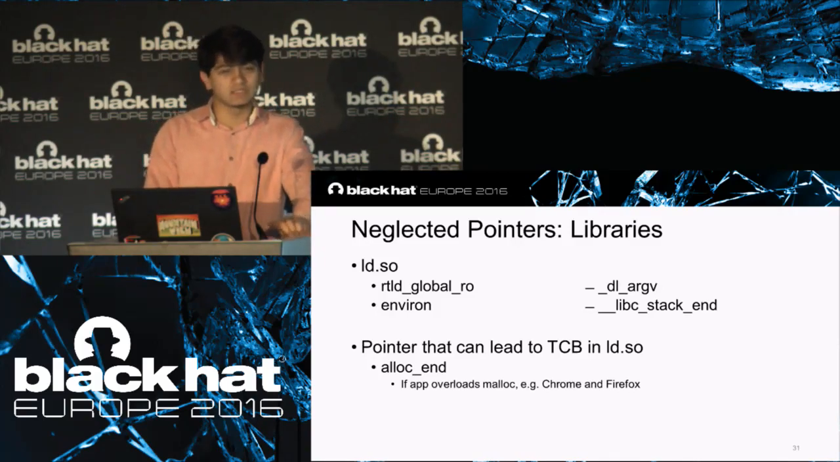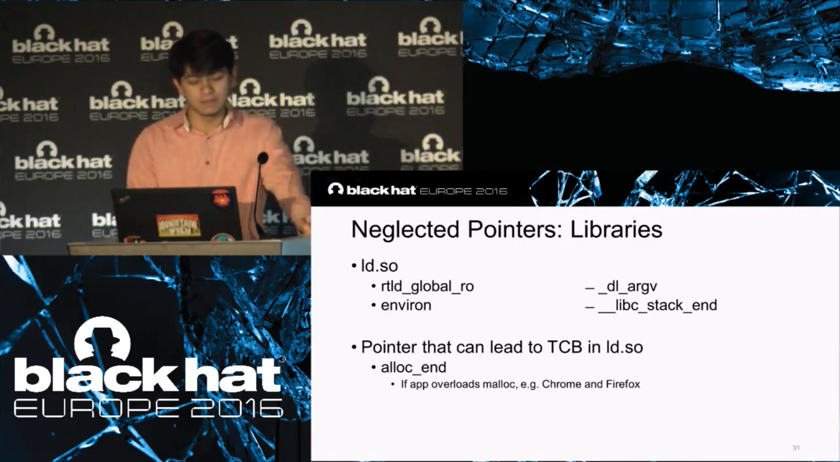But another interesting one is alloc end. Alloc end is used in the memory management. When an application calls malloc, it uses alloc end to see where the last allocation was, and then it allocates more at that location. But if the application overloads malloc, like Chrome and Firefox do, this alloc end becomes like a stale pointer.